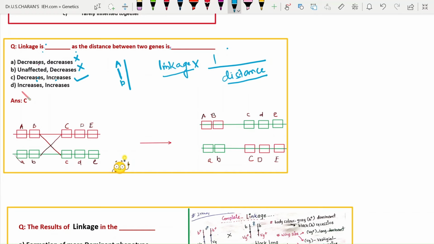And what about the fourth one, linkage is increased while the distance is increased? This is also a wrong answer, because linkage and distance are not directly proportional. They are inversely proportional. With this principle, we can get the answer. So the answer is C. If the distance is more, they tend to be involved in crossing over. If the distance is decreased, the linking capacity is increased. If the distance is increased, the linking capacity is decreased. So linkage is inversely proportional to the distance.